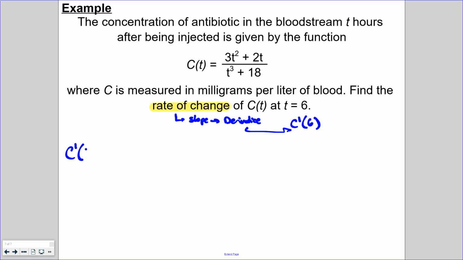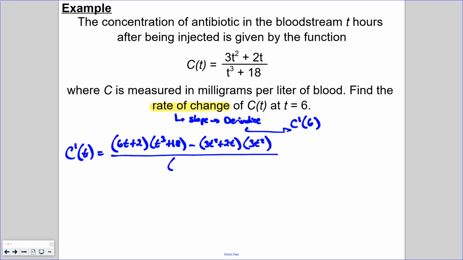So we're going to have c prime of t is equal to, we have to take the derivative of the top, which is going to be 6t plus 2, times the bottom, which is t cubed plus 18, minus the top, which is 3t squared plus 2t, times the derivative of the bottom, which is going to be 3t squared, and that is all over the denominator, t cubed plus 18 squared.